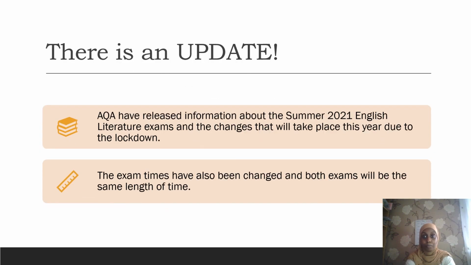AQA have released information about the summer 2021 English literature exams and the changes that will take place this year due to the lockdown. So obviously because you guys missed so much school, they've decided to make changes for next summer. The exam times have also been changed and both exams will now be the same length of time. This might seem weird, but when you hear what changes have been made, it will make sense.